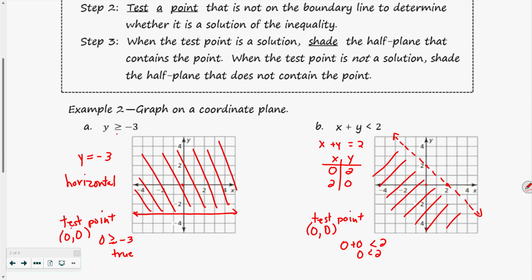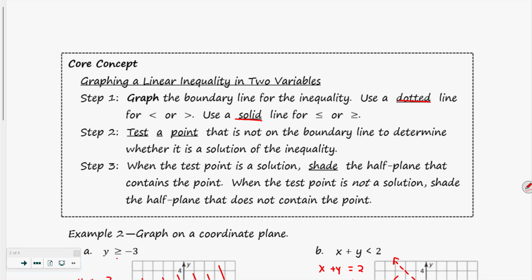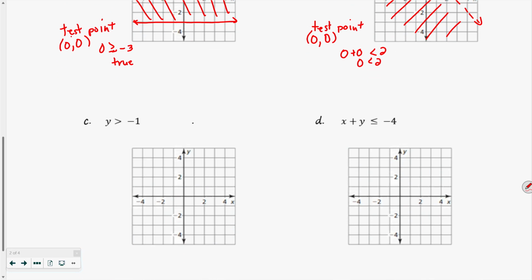All right, I want you to go ahead and stop the video here at this point, and I want you to try C and D on your own, and when you turn the video back on, I will graph those for you, so you can check your work, and then you are ready to do your homework.